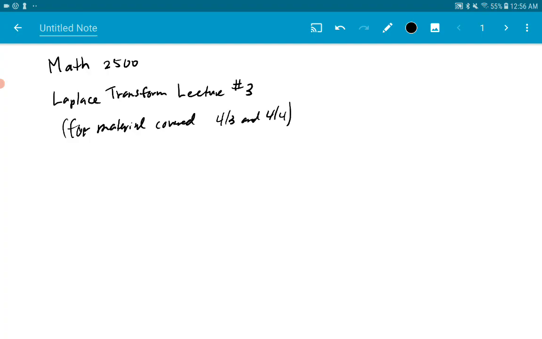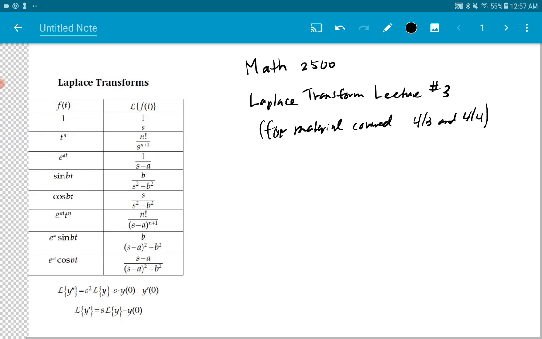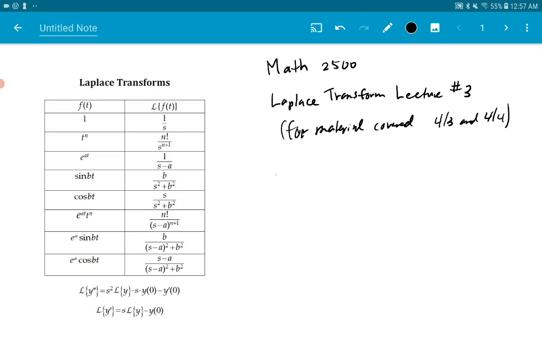So, we're talking about Laplace transforms. In the first two videos, we made a lot of progress. A few more things we want to talk about, and I want to show you. I've got a running table of all the Laplace transforms that we've figured out so far. Let me scroll over. Here's an example of it. You'll be given something like this on the final exam.